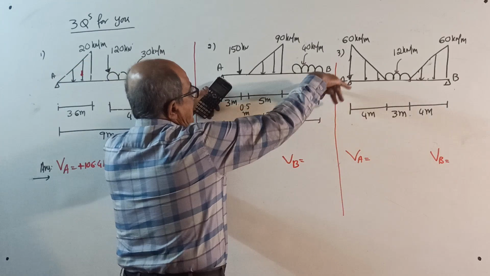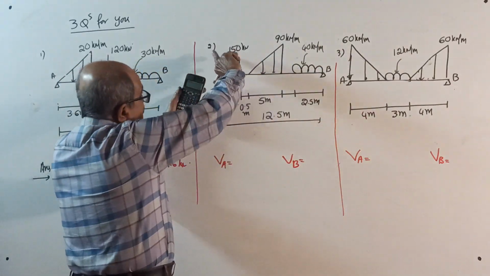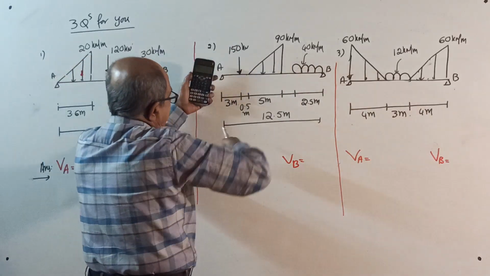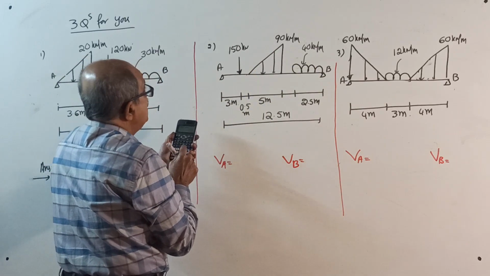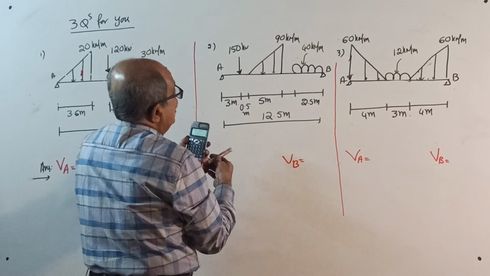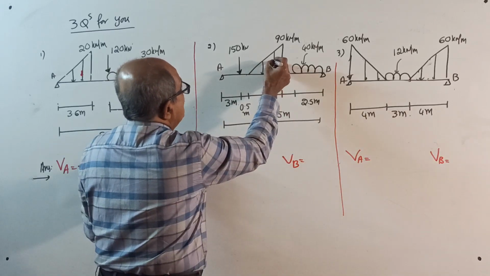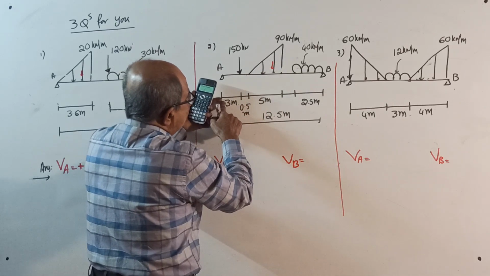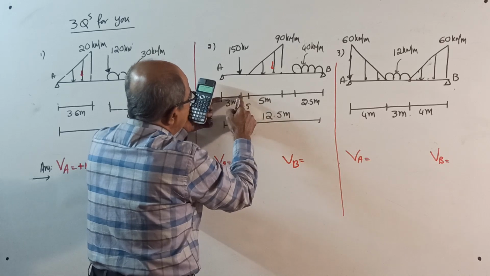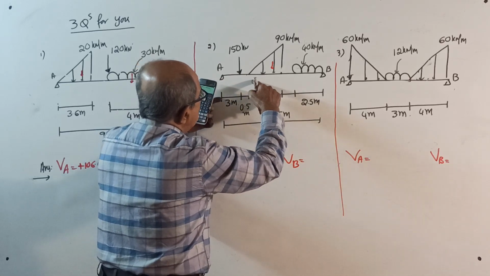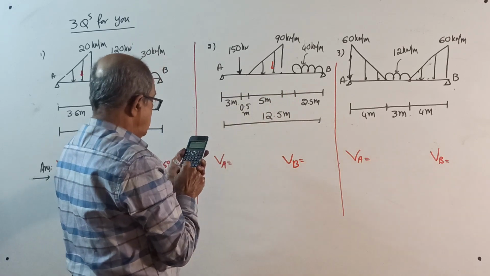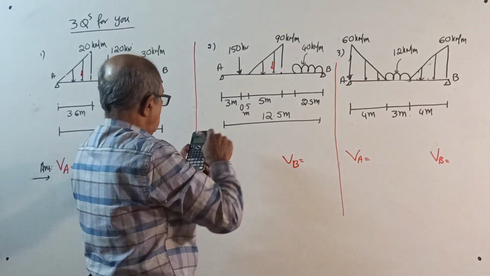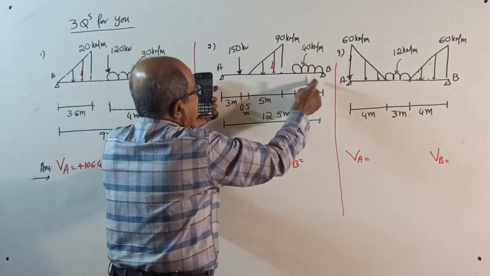Moment about A. Minus VB into 12.5 plus 150 into 3 plus half into 5 into 90 is the total load. This all told so many times here. See, total load into, this is 3 plus 0.5 is 3.5. 3.5 plus another 2/3 of 5, into 3.5 plus 2/3 of 5, close the bracket, plus 40 into 2.5 is the load.